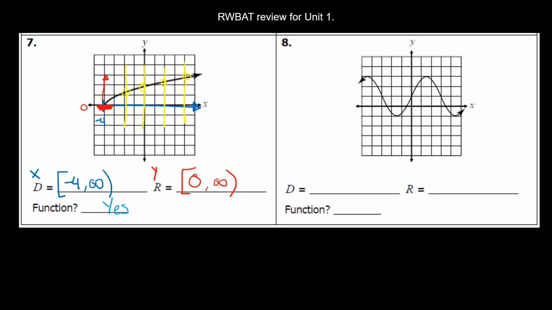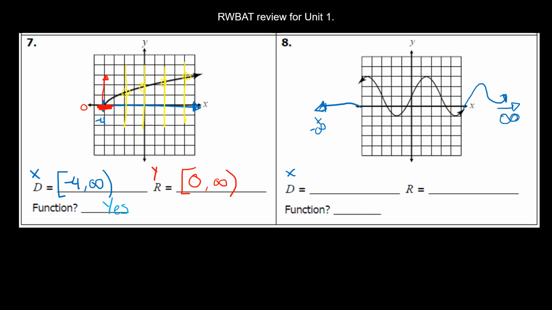Okay, let's do domain and range for this next one. So you see we've got these arrows that are going on forever, and it's going to have this pattern. So as far as domain is concerned, we are going to be going forever in this x direction, negative infinity. And if this keeps going, we're going to see it goes forever in the positive infinity. Okay?